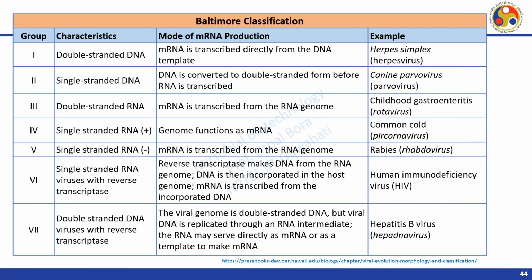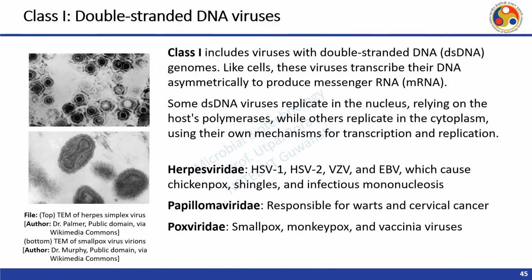In the seventh group, the viral genome is double stranded DNA, but viral DNA is replicated through an RNA intermediate. The RNA may serve directly as mRNA or as a template to make mRNA, for example the hepatitis B virus. So, let us look into a little bit of detail of the class 1 viruses.